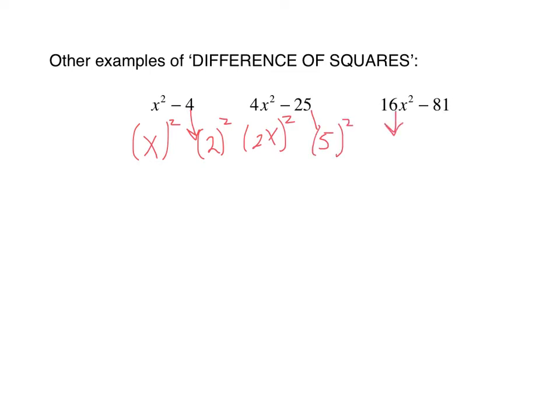Another example, 4x squared is where you get 16x squared, and then 81 is the square of 9. So these are all examples of FOILing resulting in a difference of squares. And of course, the word difference here is referring to the fact that we're subtracting these two squared values.